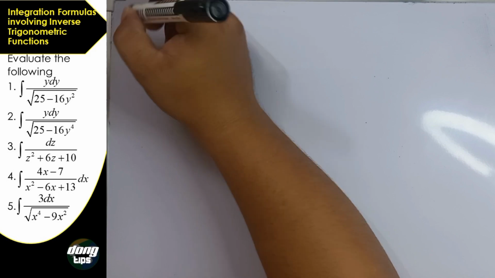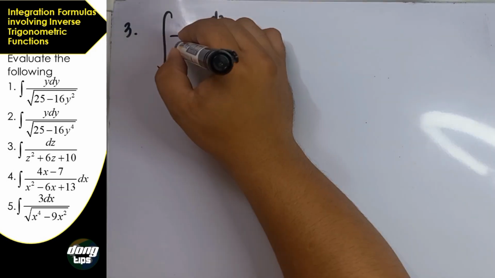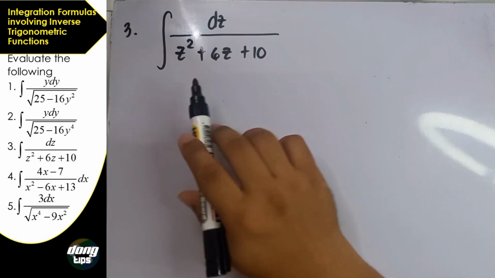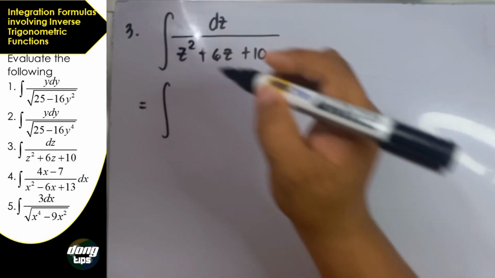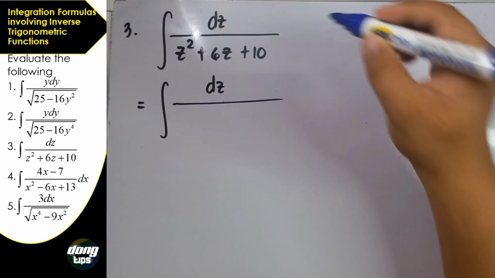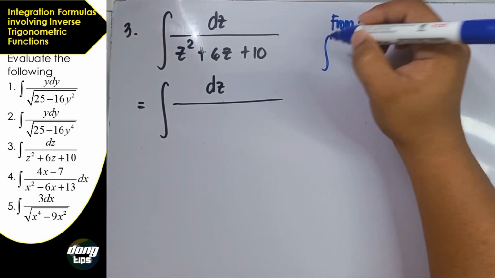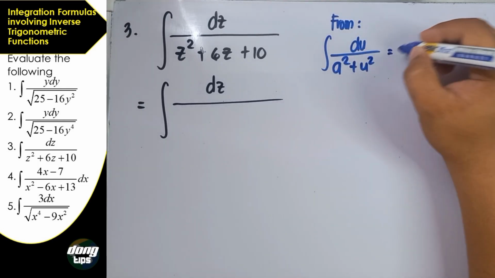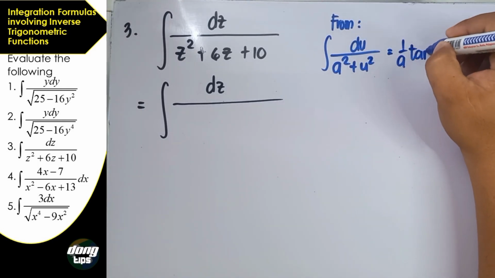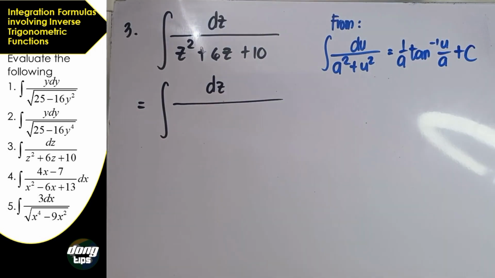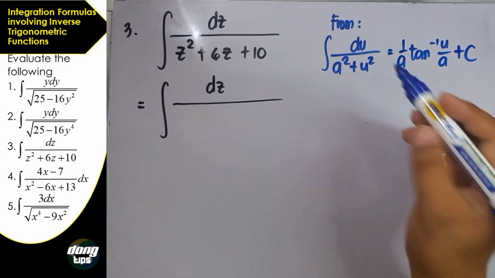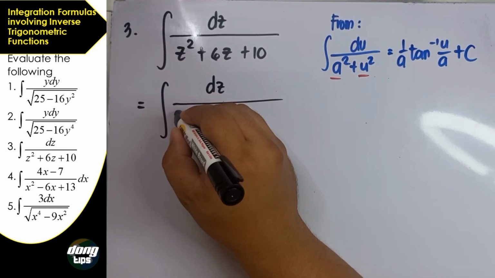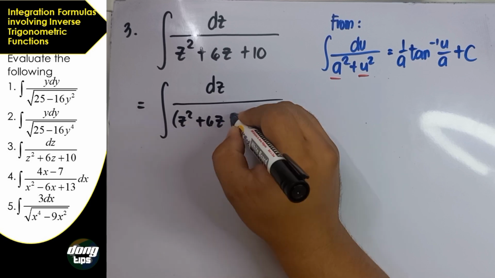For item number 3, evaluate the integral of dz over z squared plus 6z plus 10. Now, before we simplify, let's look at the formula we can use for this item. We have this: integral of du over a squared plus u squared is equal to 1 over a arctangent of u over a plus c. And the hint is, we need to get perfect squares in the denominator. Let's factor 10 into 9 and 1 to get these two perfect squares.